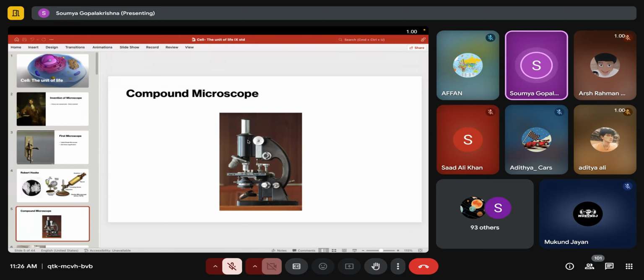The magnification in a compound microscope is 1,000 to 2,000 times, the maximum magnification. So if you keep some object over here, it looks 2,000 times bigger. Now, what are the things that we can see? We can see cells under the microscope. You can see bacteria, amoeba, protozoans, algae, fungi. You can see plant cells and animal cells also under the microscope.